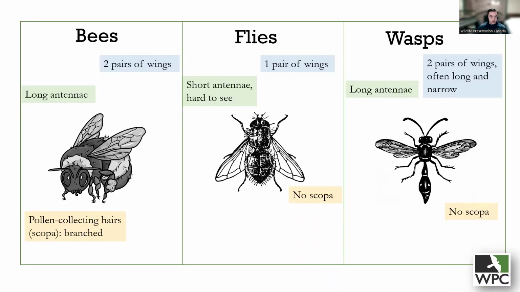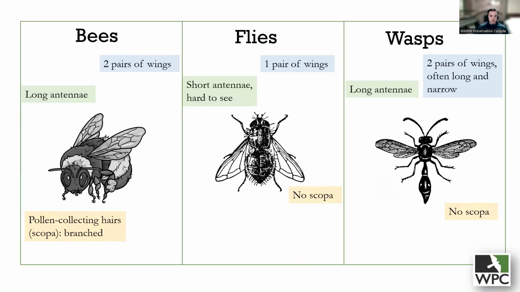We see this glob of something here on this bee's hind leg. That glob is actually pollen. And that part of the hind leg is where the pollen basket is situated. So the scopa, the pollen collecting hairs, are helping to drive the pollen that this bee goes and collects from different flowers into that pollen basket. Flies and wasps don't have scopa, so that would be a primary distinction between bees, flies, and wasps.